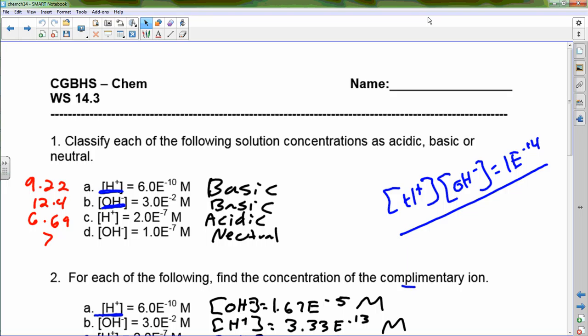Okay, now for these, you can go through all the work of finding the pHs, and that would make it maybe a little bit easier to think about whether they were basic, acidic, or neutral. But if we just look at the concentrations, we know high concentration of H plus ions is going to give us an acidic solution, and it has to be higher than 1. What's that number? It would have to be higher than 1e to the negative 7th.